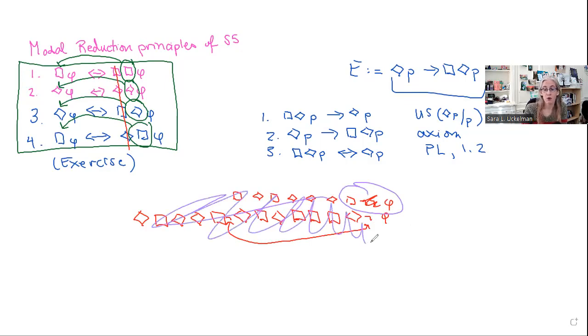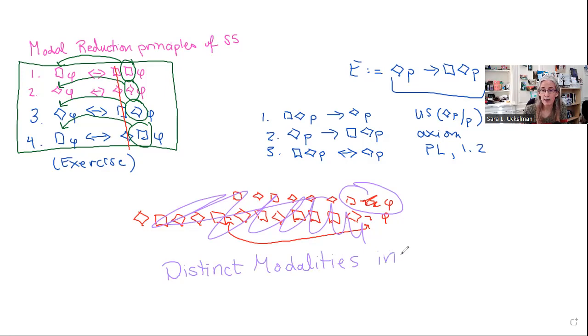So the next question that you might want to ask is, well, how many distinct modalities are there in S5, given that we've got these incredibly robust reduction principles? So I will give you the answer, and then, I don't know, maybe next video we'll give a proof of it. It's fairly straightforward. Nah, we won't bother proving it. You can do it yourself.